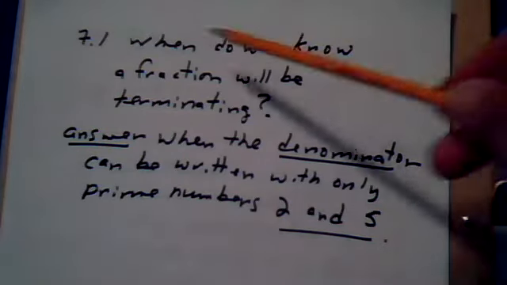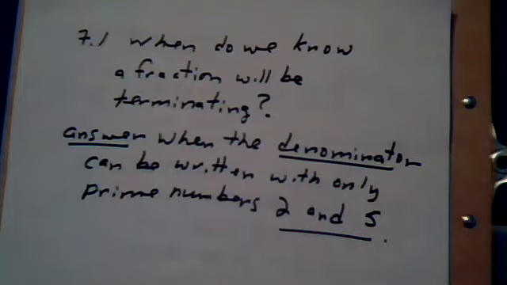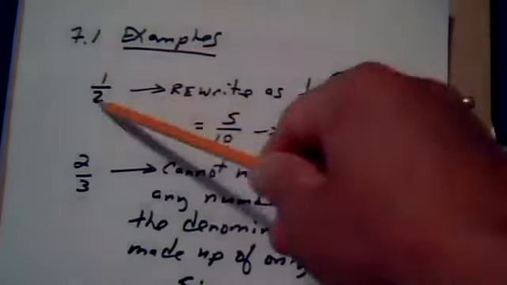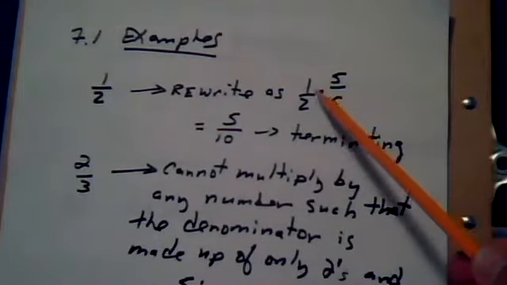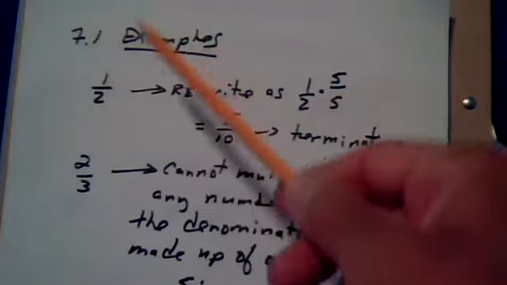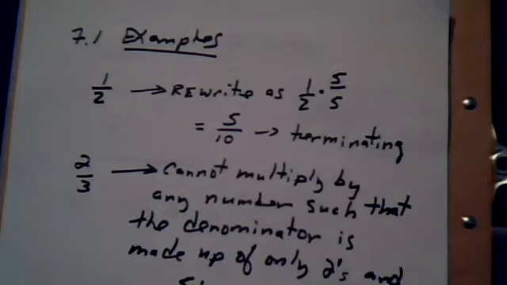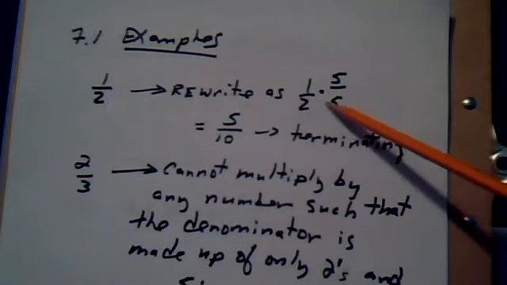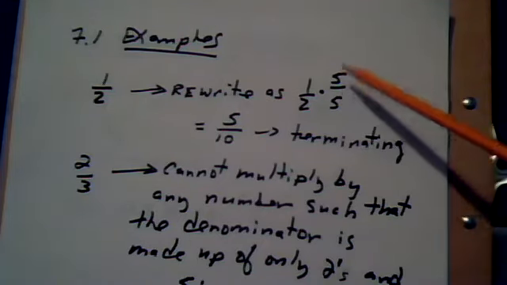We could know ahead of time whether a fraction will be terminating. All you have to do is analyze its denominator. If you could make that denominator have only the prime numbers 2 and 5, then it's terminating. For example, 1/2, rewrite it. Is it terminating? It's terminating. You might say, well, where's the 5? But you could multiply times a form of 1, a convenient form of 1. So you could bring in the 5.